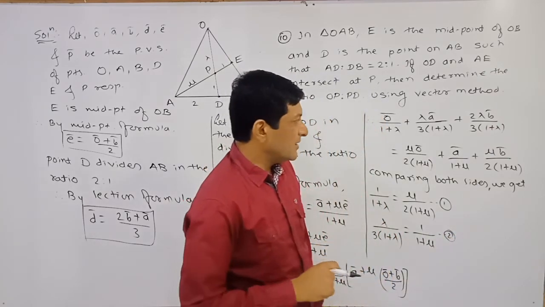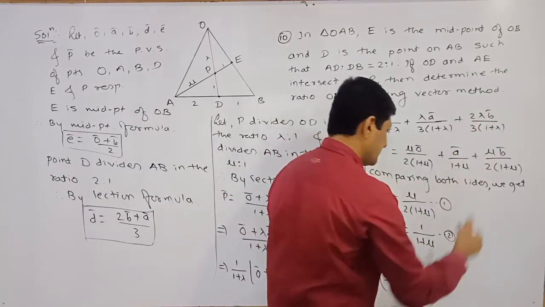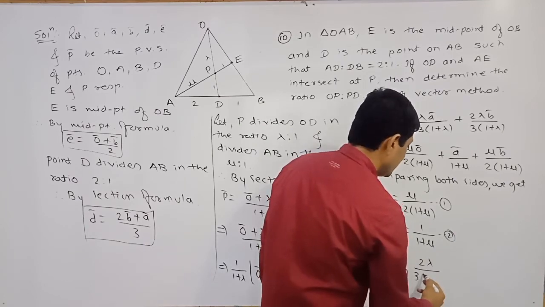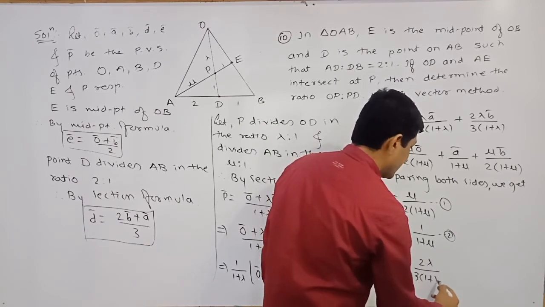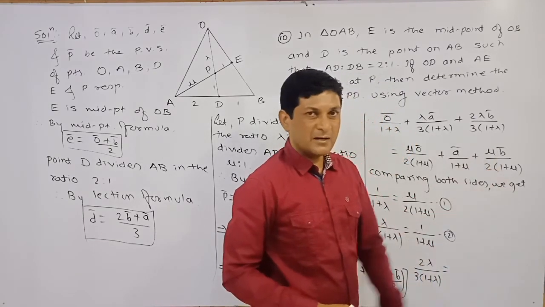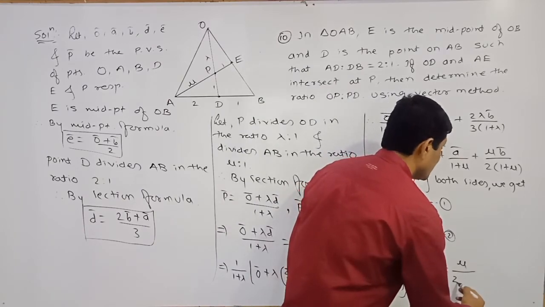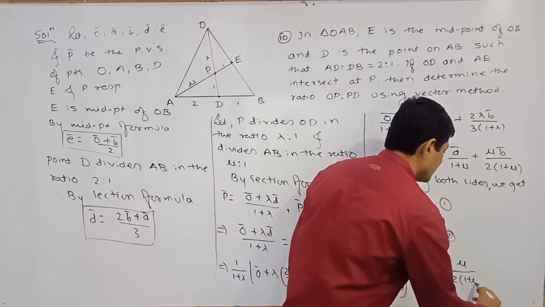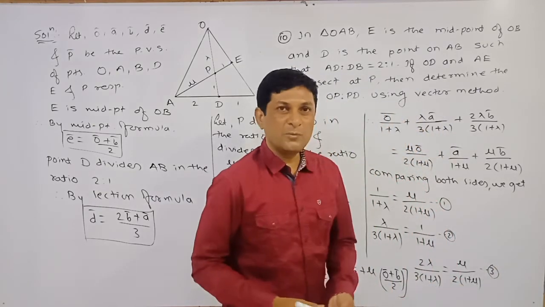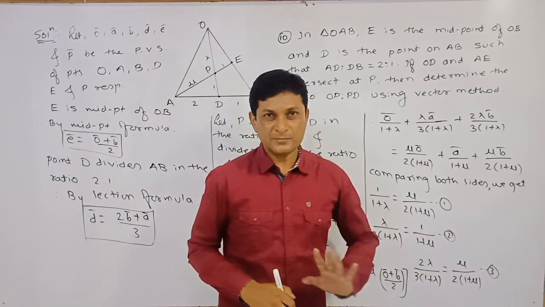And now comparing coefficient of B bar, we will get the third equation. So what we will get here? So 2 lambda upon 3 into 1 plus lambda is equals to, and here coefficient of B bar is what? Mu upon 2 into 1 plus mu. Let us denote this new equation by equation number 3. So how many equations we have got here? First, second and third.